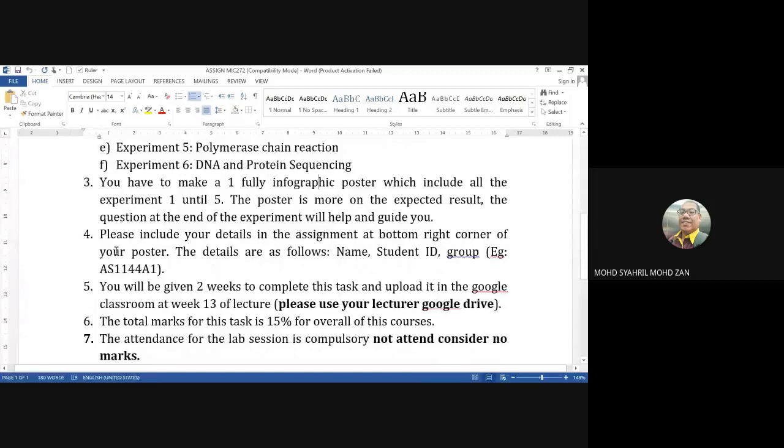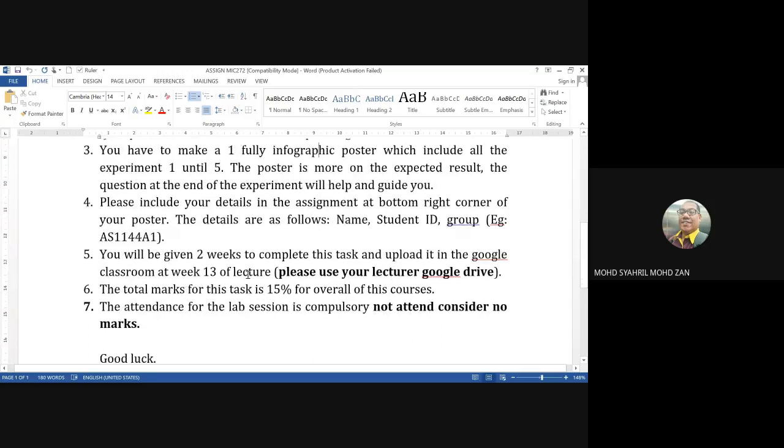So number 4, please include your details in the assignment at the bottom right of your posters or infographic posters. So what you have to write is your name. Okay, so it means that you are in pair. So please write both names. Okay, student ID, matrix number, and group. Okay, for example, your group 4A1. We say you 4A2, 4A2.